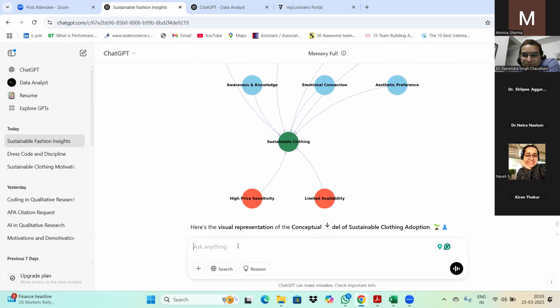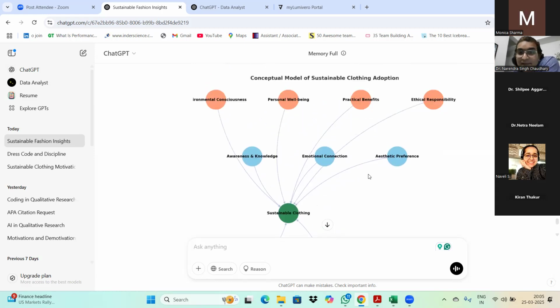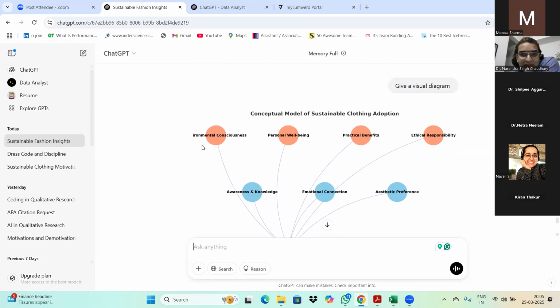So the codes, the orange ones, high price sensitivity and limited availability, are presented as a negative thing, and the other ones are presented in a positive way. It all depends. So, environmental consciousness, personal well-being, practical benefits. I have to understand whether the codes AI has generated for me are actually valid. And similar to what we just did, we are creating these codes.